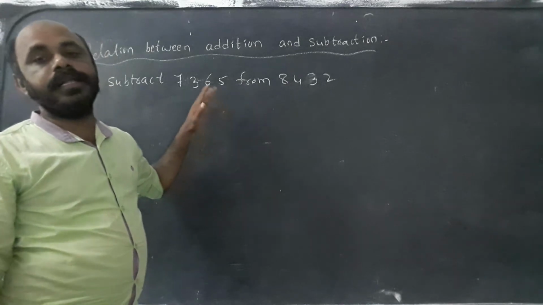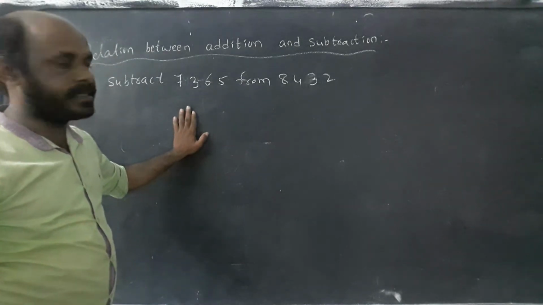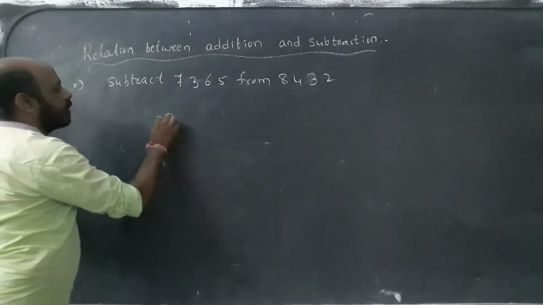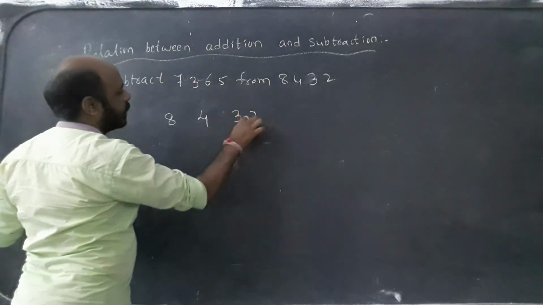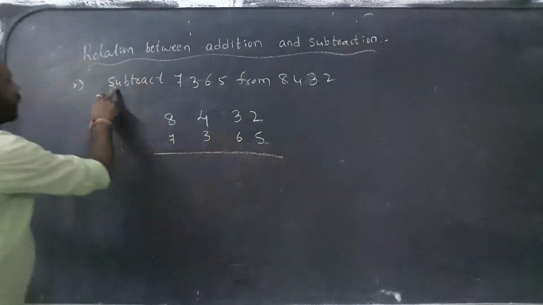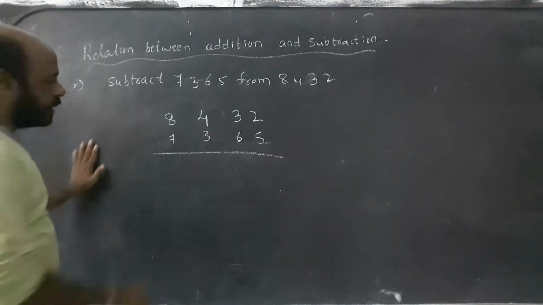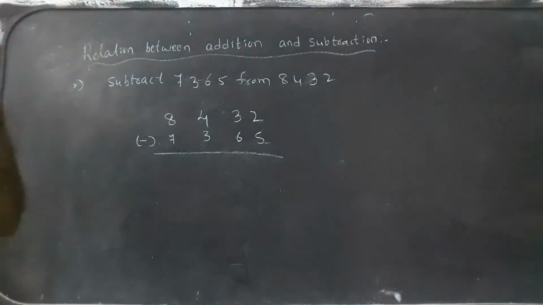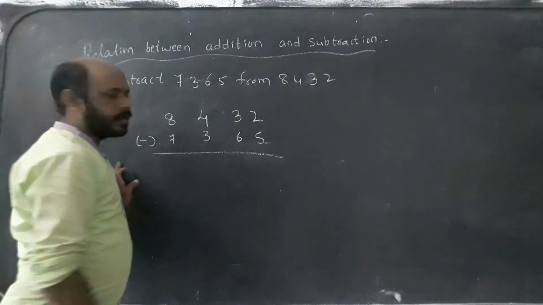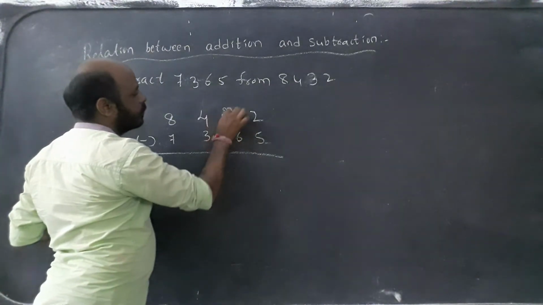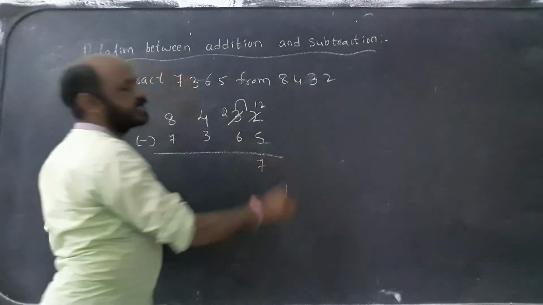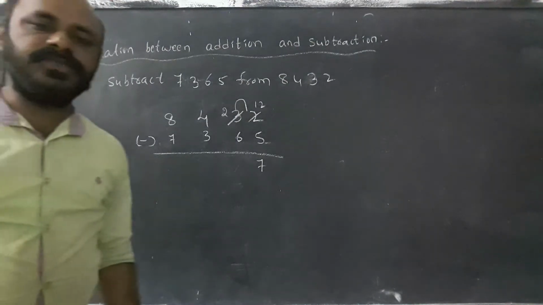Which is the bigger one? That should be in the first place. Here 7000, here 8000. Which is the bigger one? 8000, so 8000 should be first. We have to find 8432 minus 7365. Subtract means the subtraction symbol. Now from 2 we can't remove 5, so take out a borrow. From 3, the 3 becomes 2. Then 2 becomes 12. 12 minus 5 is 7.